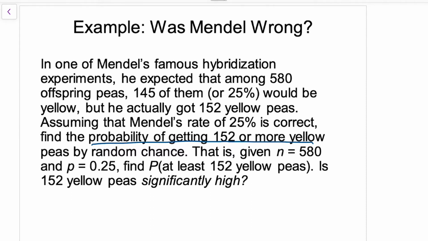That is, given 580 trials and a probability of a successful trial being 0.25, I want to find the probability of at least, I'm sorry, the probability of at least 152 yellow peas. What we're trying to compute is, is this a significantly high value? Is his theory wrong? Or does it fall within a certain appropriate margin of error?